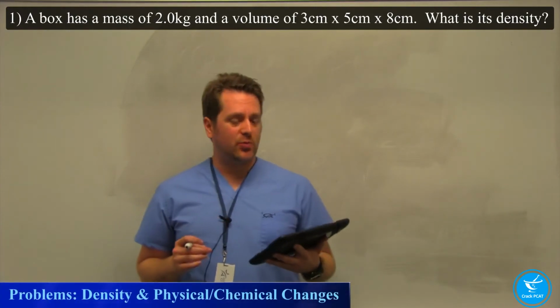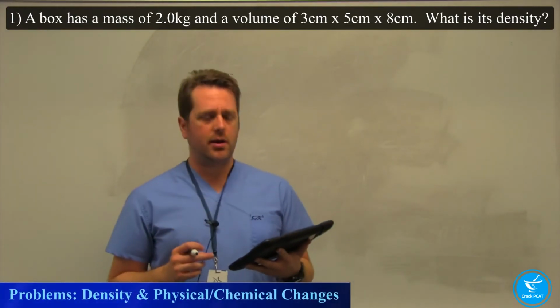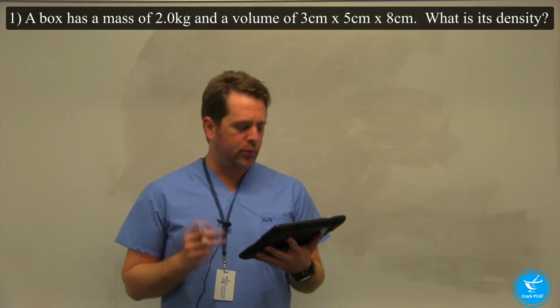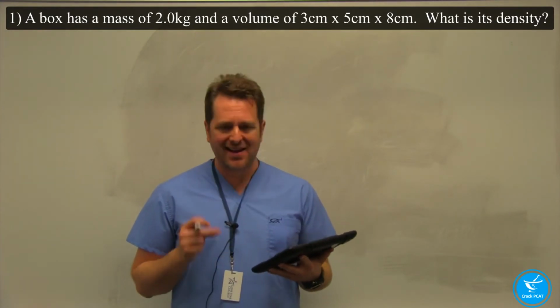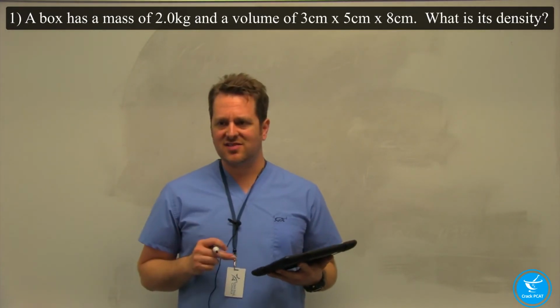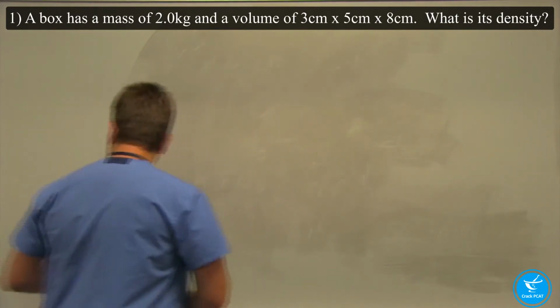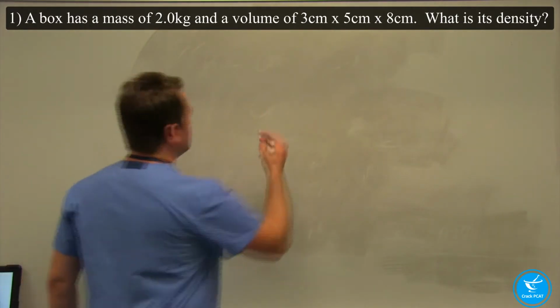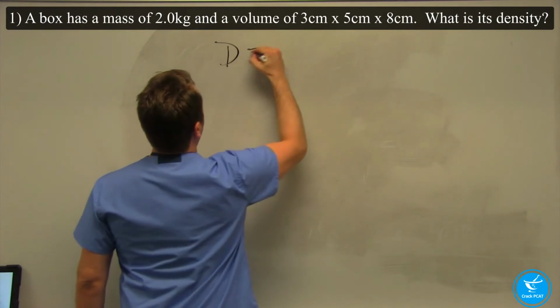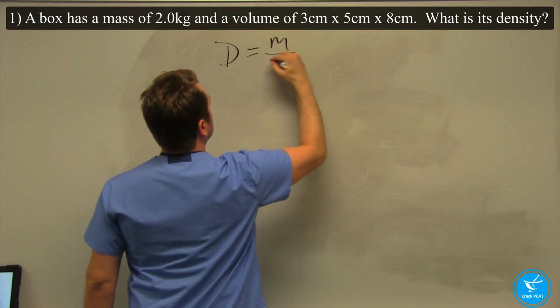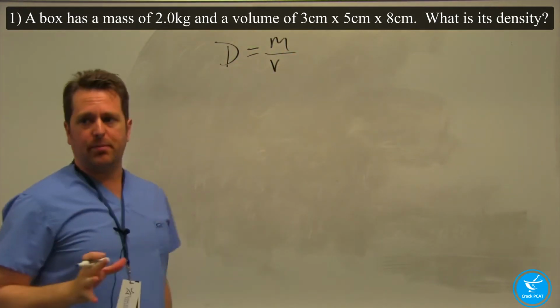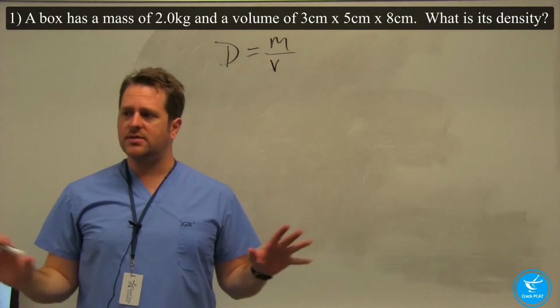You have a box with a mass of 2.0 kilograms and a volume of 3 centimeters by 5 centimeters by 8 centimeters. What is its density? Well, okay, so we need to think about what is the definition of density. Density is an object's mass divided by its volume. That's simple, right? You just have to memorize that.